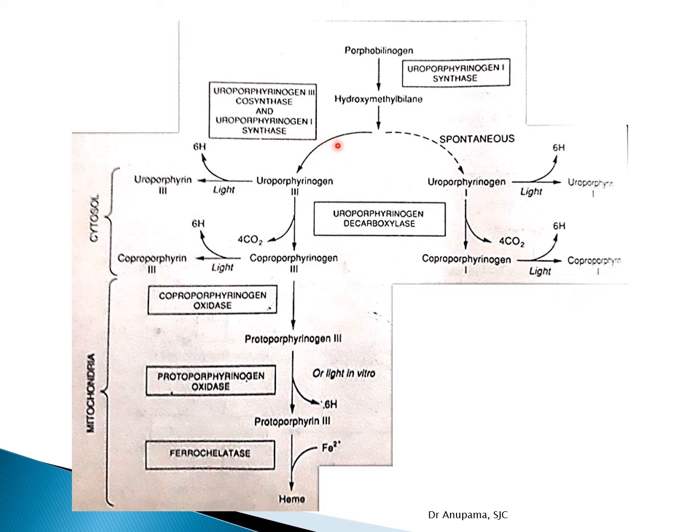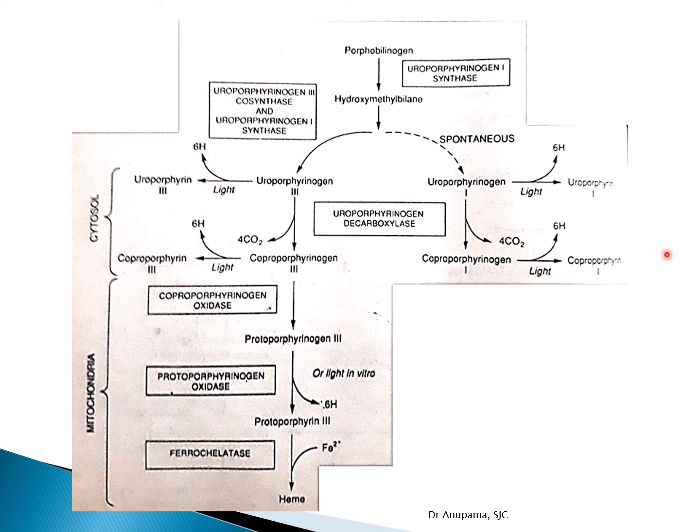Now, in the presence of uroporphyrinogen 3 co-synthase and uroporphyrinogen 1 synthase, this hydroxymethylbilane undergoes cyclization in an asymmetric way, resulting in uroporphyrinogen 3. And we know that uroporphyrinogen 3 in the presence of light again undergoes oxidation, losing 6 protons to form uroporphyrin 3. Then uroporphyrinogen 3 can undergo decarboxylation catalyzed by the enzyme uroporphyrinogen decarboxylase to form coproporphyrinogen 3. Coproporphyrinogen upon oxidation will result in coproporphyrin 3.